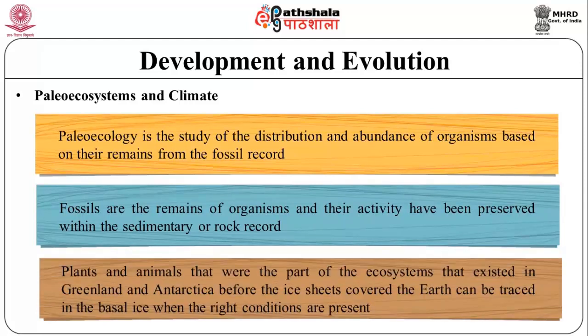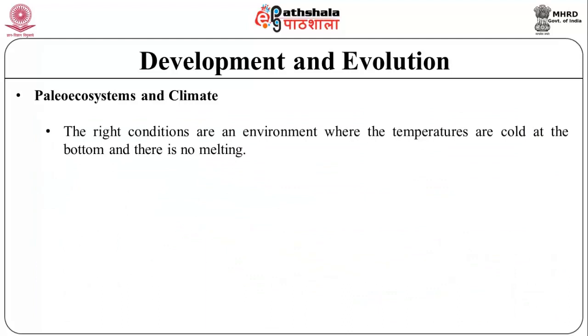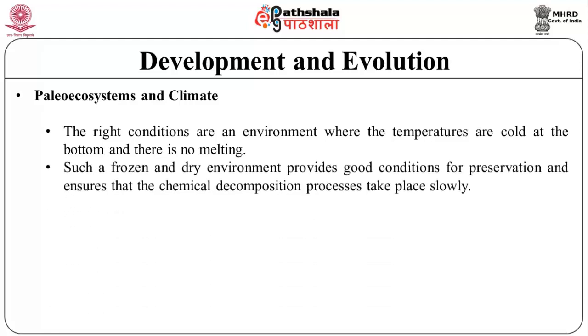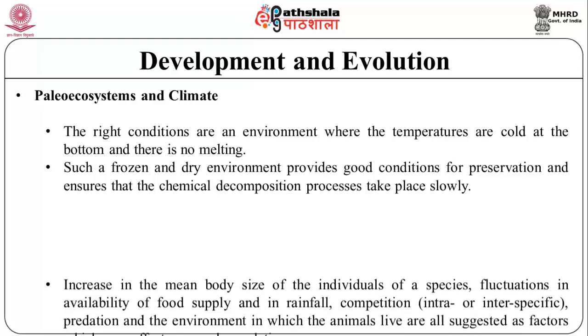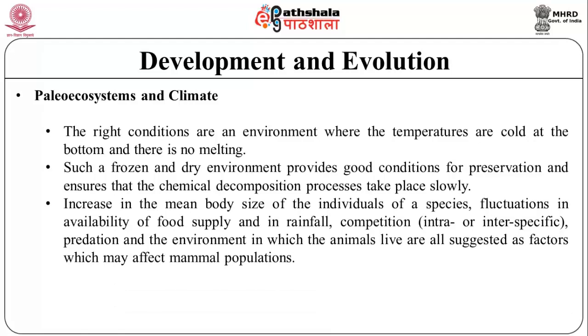Plants and animals that were part of the ecosystems that existed in Greenland and Antarctica before the ice sheets covered the Earth can be traced in the basal ice when the right conditions are present. The right conditions are an environment where the temperatures are cold at the bottom and there is no melting. Such a frozen and dry environment provides good conditions for preservation and ensures that the chemical decomposition processes take place slowly.